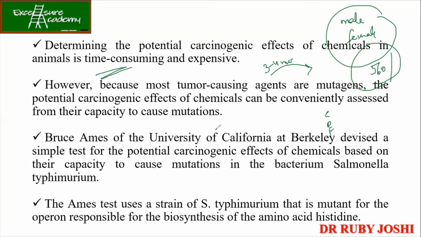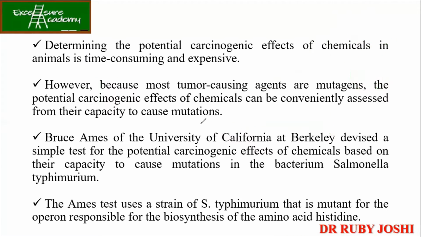It is not like bacteria, where in 20 minutes they will just clone and you can understand the effects of the chemicals. Okay, so it is time consuming and expensive. However, because most tumor causing agents are mutagens, the potential carcinogenic effects of chemicals can be assessed from their capacity to cause mutations. So Bruce Ames, who was at the University of California at Berkeley, designed this experiment and he used a bacteria called Salmonella typhimurium. Okay, please remember, this is a little important.